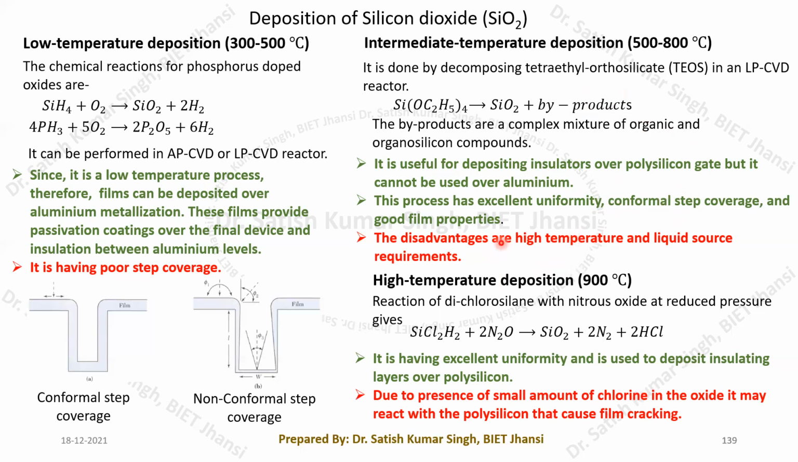The next one is our high temperature deposition. In this case, we have to use 900 degrees centigrade temperature, and that time we have to use dichlorosilane with nitrous oxide.